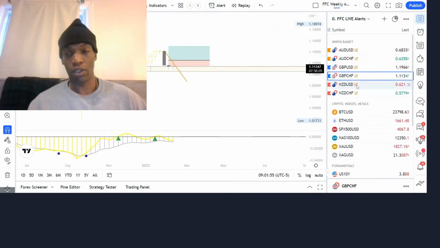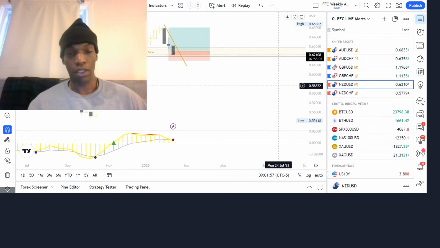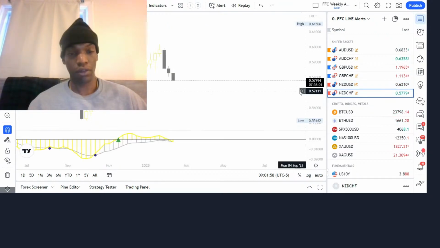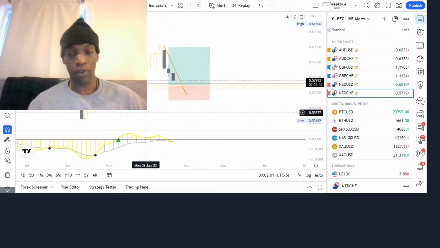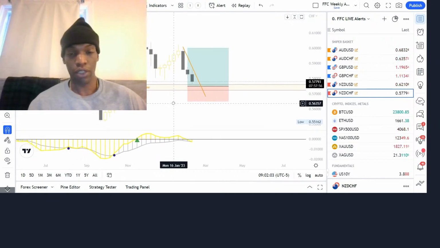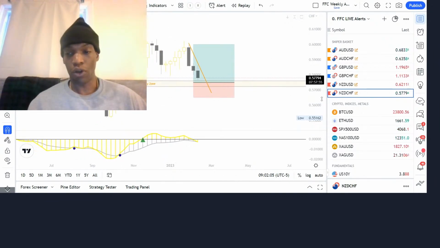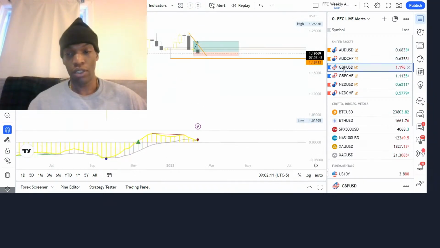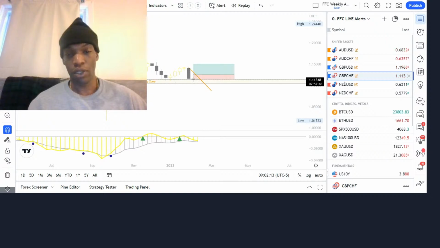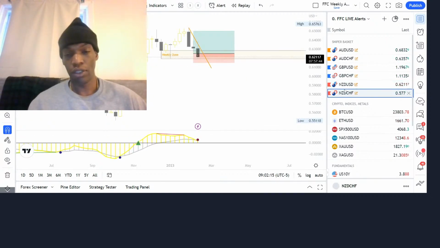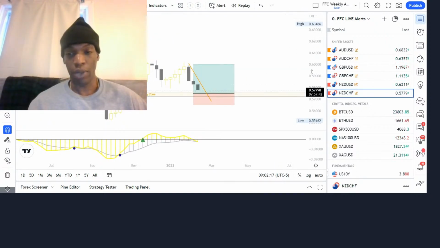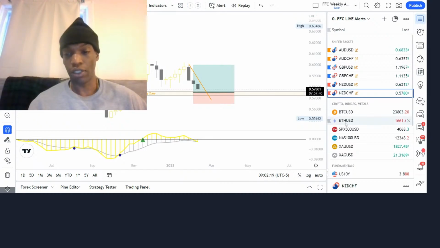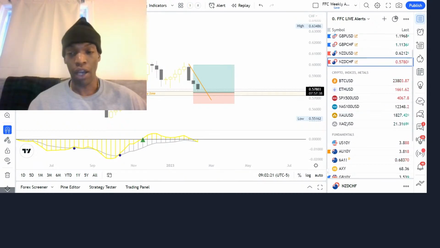G Swiss in our demand. NZD/USD in our demand. NZD Swiss franc approaching our demand, but we taking entries because it's Friday. So hopefully everybody's taking entries so far. AU, A Swiss, GU, G Swiss, NZD/USD, NZD Swiss franc. That's the basket. That's all I trade. Everything else I just watch for analysis and I invest long term.